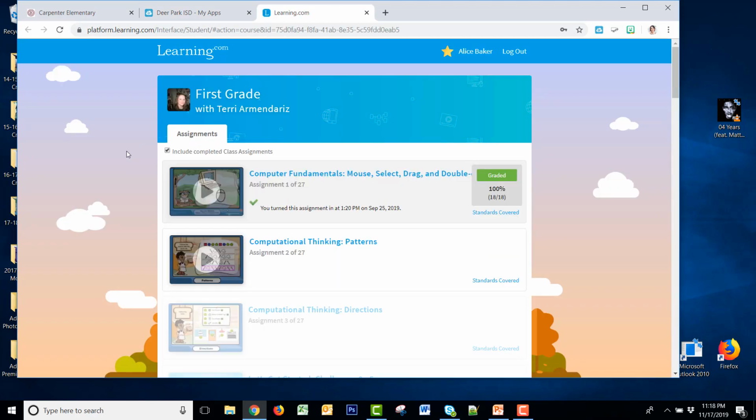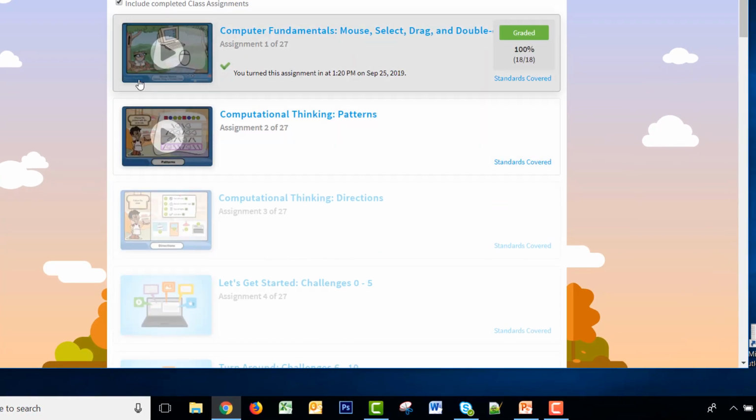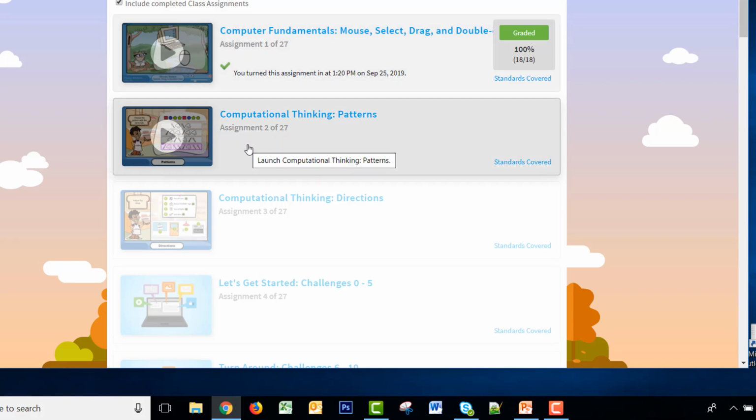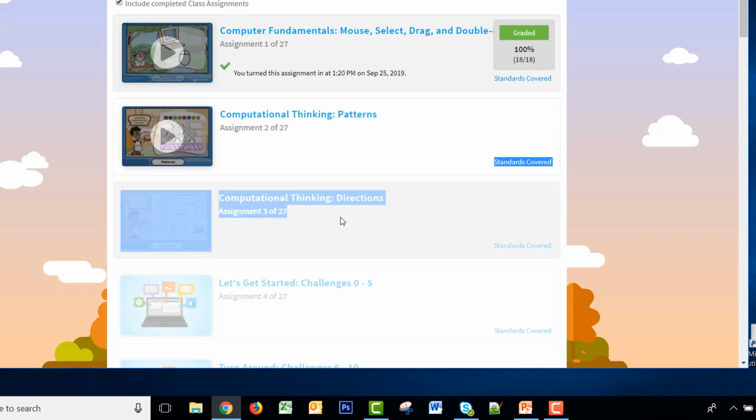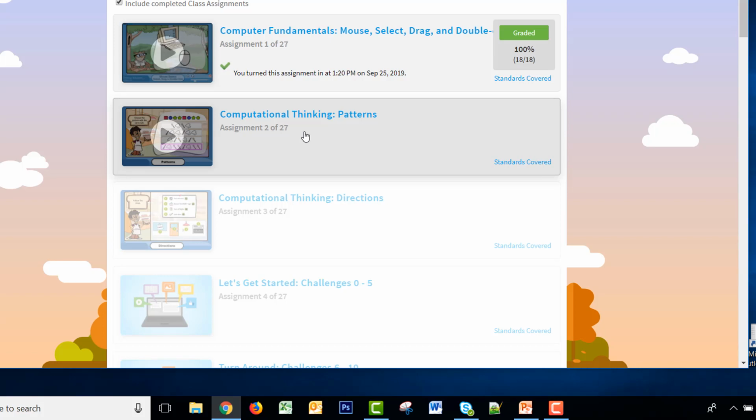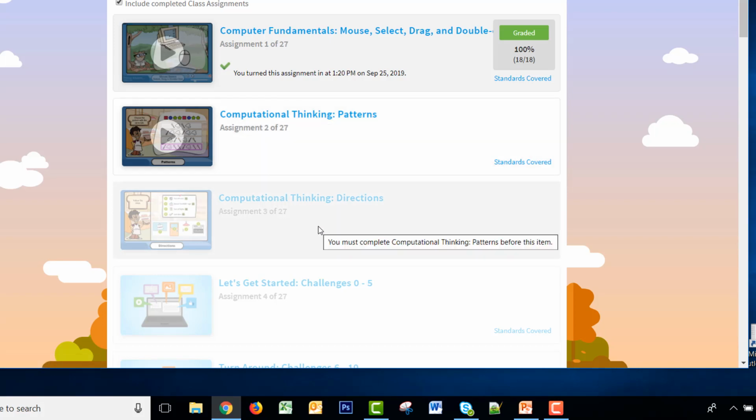So once it opens up, it'll show you your list of lessons. I think I left one lesson up here at the top for most of y'all. For first grade, it should be the computer fundamentals lesson. For second grade, I think I just put these right here at the top. You should be looking for a lesson called Computational Thinking. There's one on patterns. There's one on directions. So you're locked into your lessons.